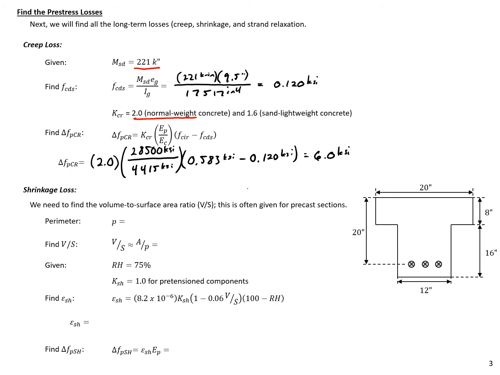Next, we need to find our shrinkage loss. And to do this, we need our volume to surface area ratio, which is about equal to the ratio of our area to our perimeter. So we have our area given for our gross section, but we need to find our perimeter. And to do that, we need to add up all of our different faces that are exposed to the outside. So we have 12 inches plus 2 times 16 inches.